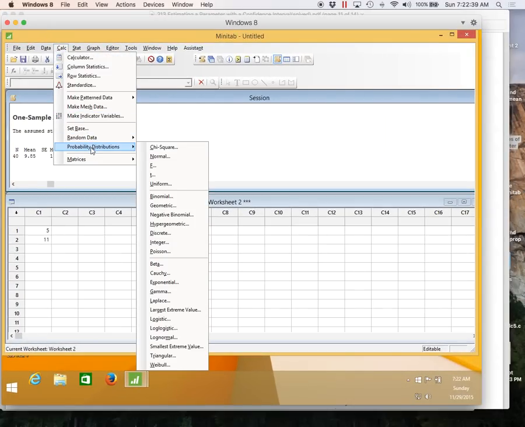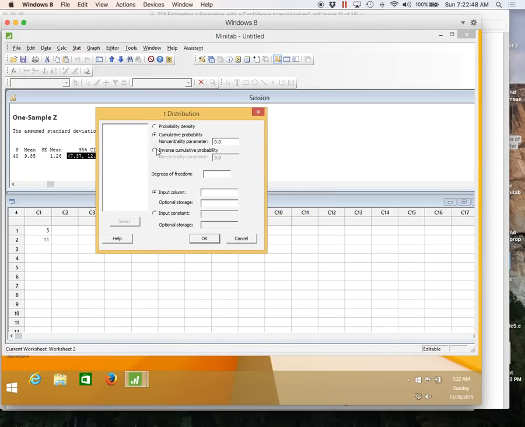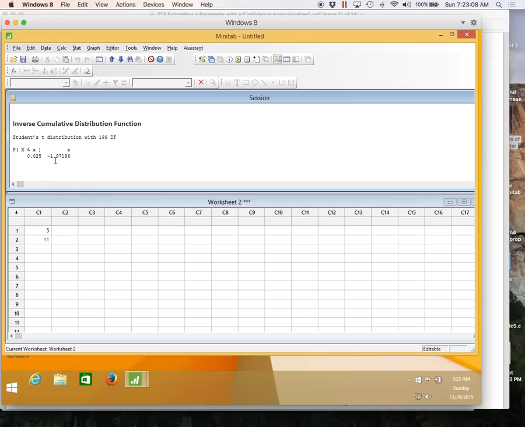I would go to Calc, Probability Distribution, and this is called the t-distribution. Okay, so here in this case, I've got an area and I want a value. So I'd use the inverse cumulative probability option. The degree of freedom was 200 minus 1, or 199, and one of the tails was 0.025. Okay, we estimated the value being 1.984. The exact value should actually be 1.971. Okay, so here you can see that the table would give you a little bit of rounding error, whereas in Minitab you can find the exact value.